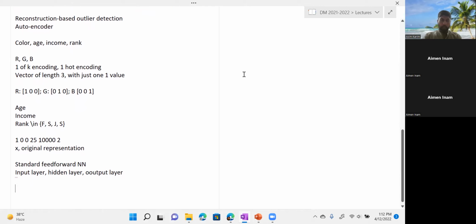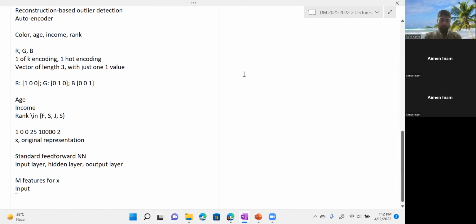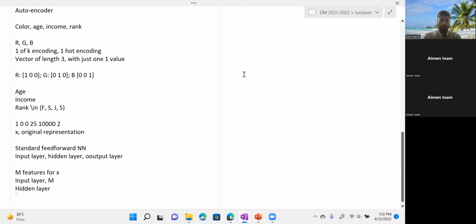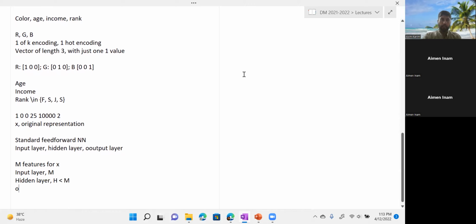And so input dimensions would, of course, be the dimensions for X. So let's say X has M features. So the input layer would have M inputs, one for each of those features that you have defined. Then you have the hidden layer. This would have a reduced number of features or representations. Let's say I call this hidden size H, which would be less than M. And then we have the output layer. The output layer would have exactly M outputs.